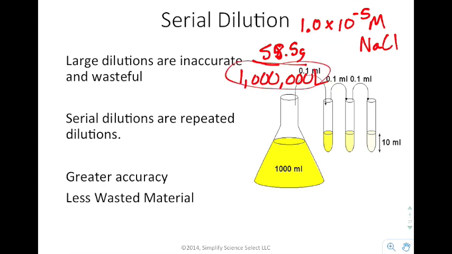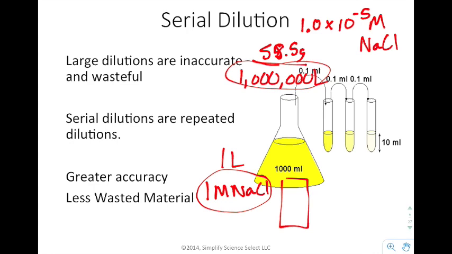So instead what we do is we do a serial dilution, which is a process of repeated dilutions. So what you would do is you would create a 1 molar sodium chloride solution, and that would use 1 liter of water. But then you can take a small sample of this and dilute it to 0.1 molar, and take a small sample of this and dilute it to 0.01 molar, and take a small sample of this and dilute it to 0.001 molar, and so on.